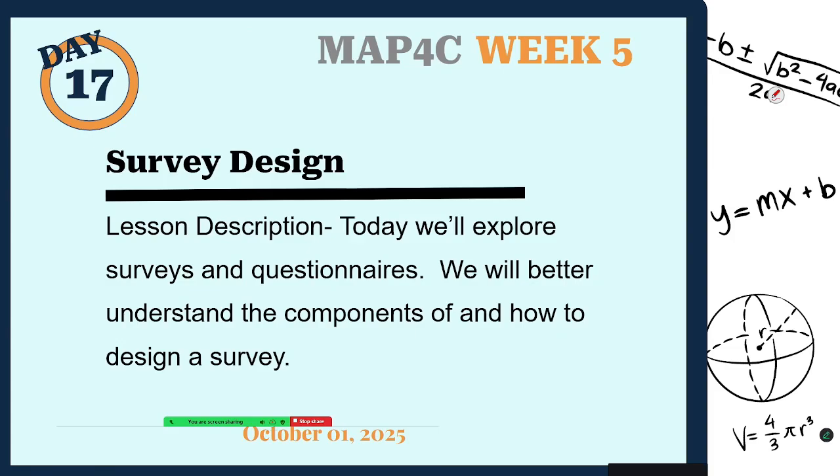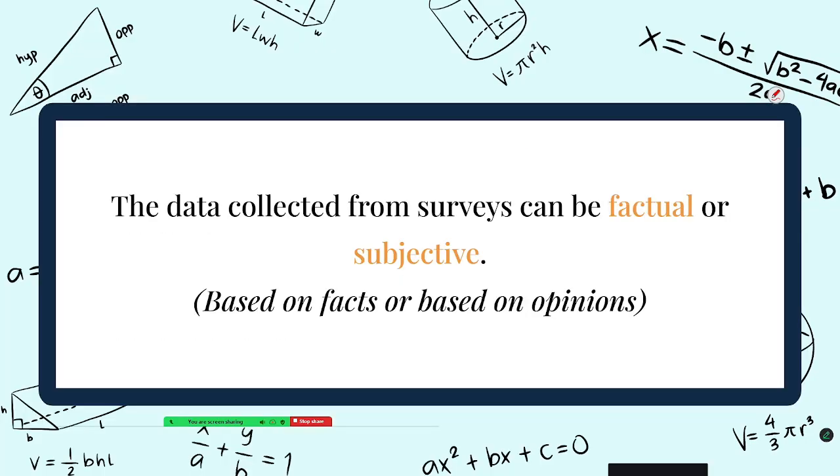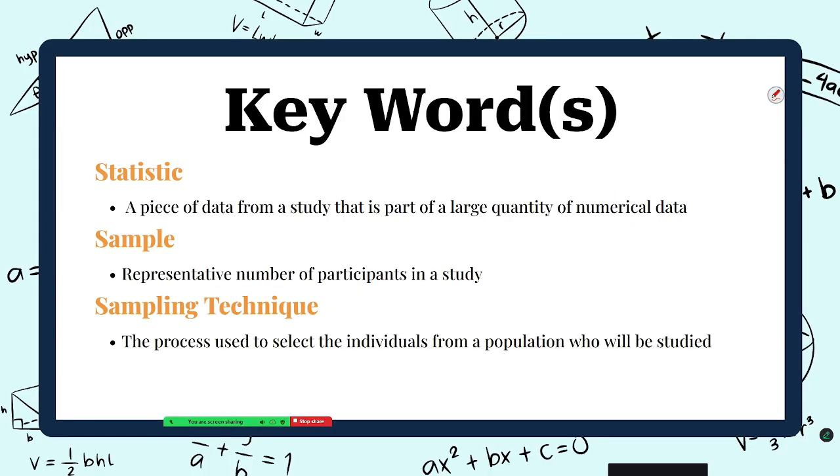So today we're going to move on and explore surveys and questionnaires in Lesson 11. We will better understand the components of and how to design a survey. Our learning goals for Lesson 11 are that we will be able to explain what a survey is and how to conduct one. We will understand the role of data management as used in the media, advertising industry, and various occupations. When thinking of surveys, the data collected from surveys can either be factual or subjective. So factual is based on facts, subjective is based on opinions.